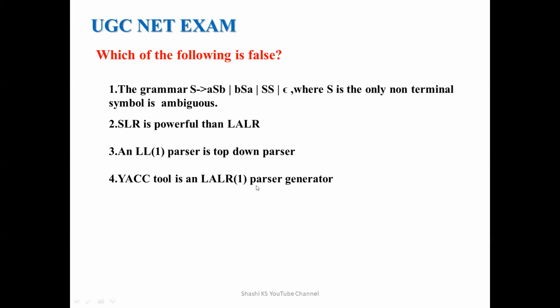Next is, YACC tool is an LALR1 parser generator. Now this is true. YACC is an LALR1 parser generator. Next, LL1 parser is a top-down parser. Yes, LL1 is a top-down parser where 1 indicates the number of look-ahead symbols. And then, SLR is more powerful than LALR. Now, SLR is not more powerful than LALR. In an SLR parsing table, reduce moves will be placed in the follow of the LHS, in the terminals corresponding to the follow of the LHS.